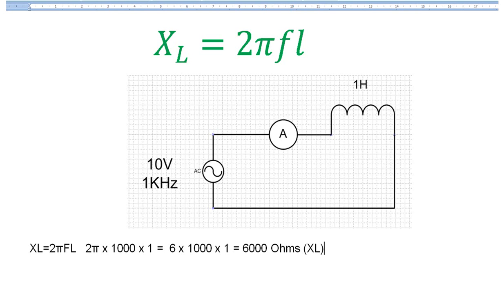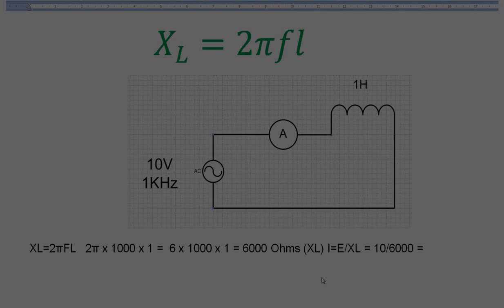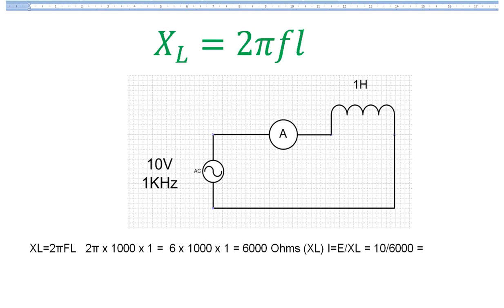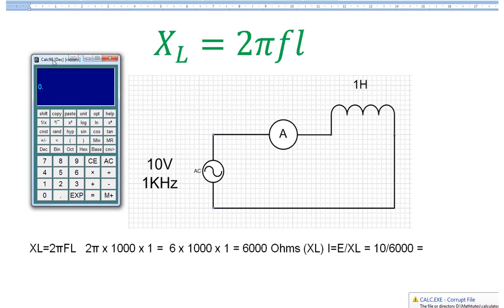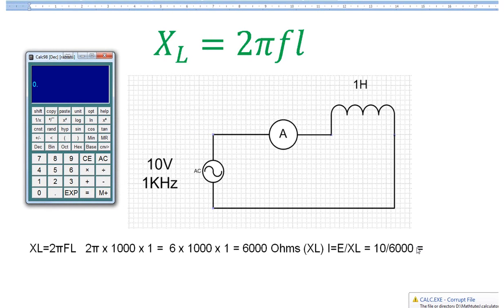Now that we know the inductive reactance and we know the applied voltage, we can use the equation I equals E over XL, equals E is 10 and XL is 6,000 equals. Right. Let's bring up our calculator.